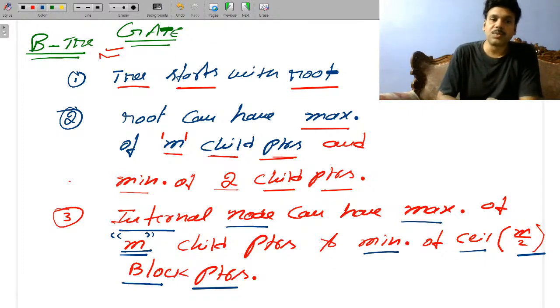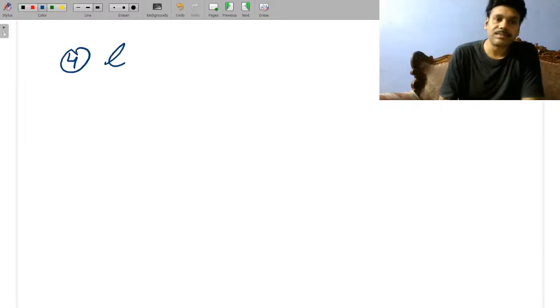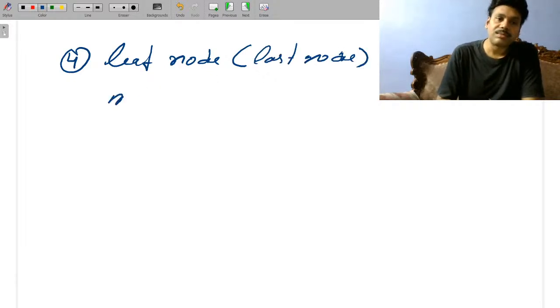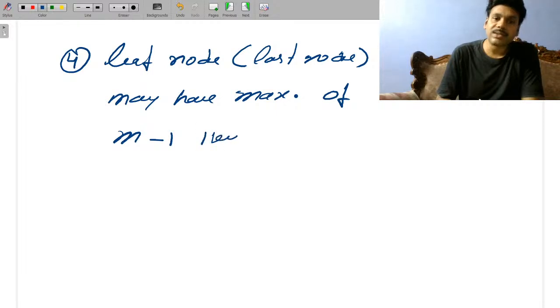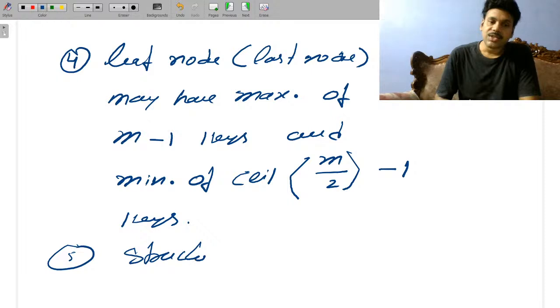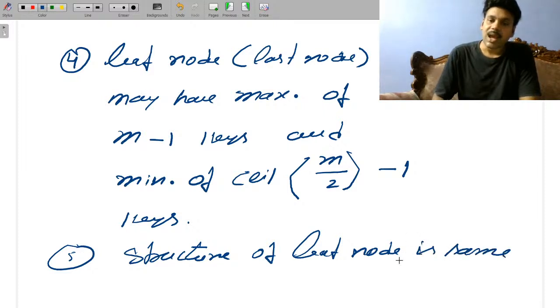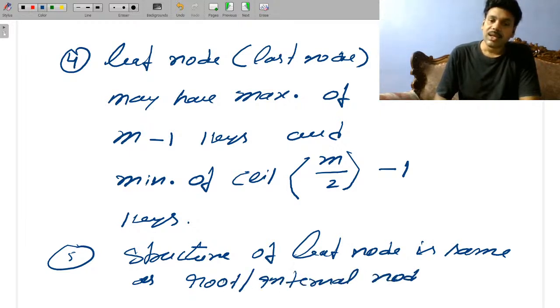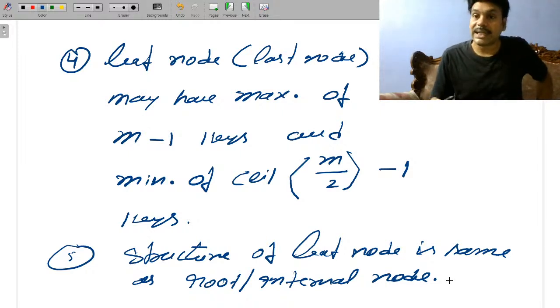And next you observe the fourth point is leaf. Leaf node is the last node. Leaf node may have a maximum of m minus 1 keys and a minimum of, please observe friends, ceil of m by 2 minus 1 keys. And the last point, the structure of the leaf node is the same as the root or internal node. These are the 5 points you need to remember while writing the narration for B tree.